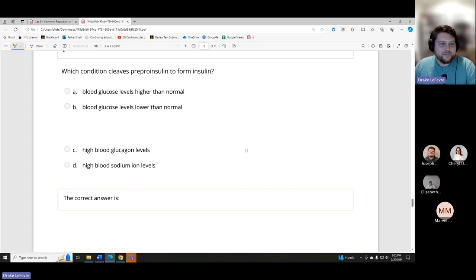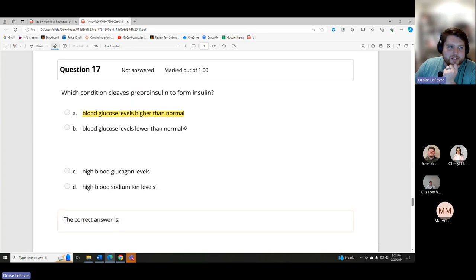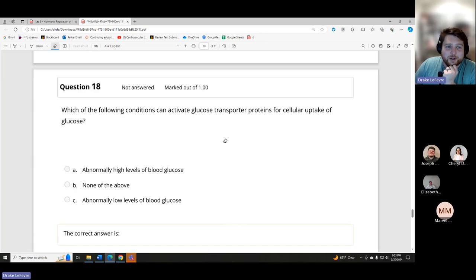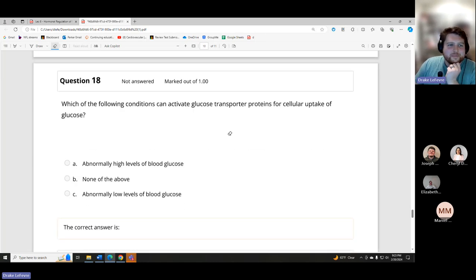What condition cleaves pre-proinsulin to form insulin? This question is asking, within what condition is insulin activated, or released? Blood glucose levels higher than normal, lower than normal. Yeah, this is almost the exact same question as above. So if you can't tell, this is probably the kind of questions the test is going to ask you.